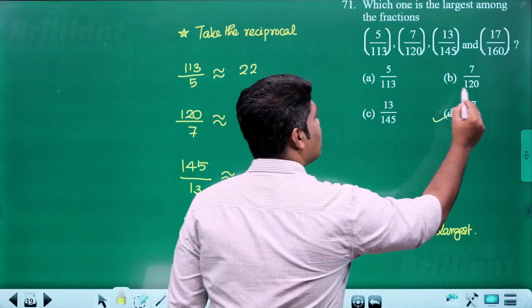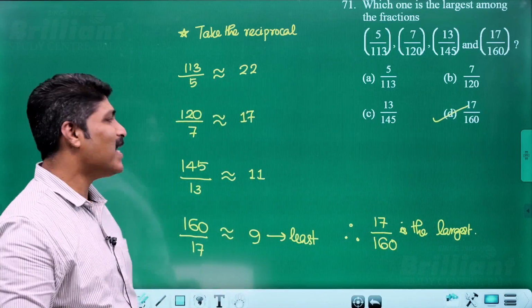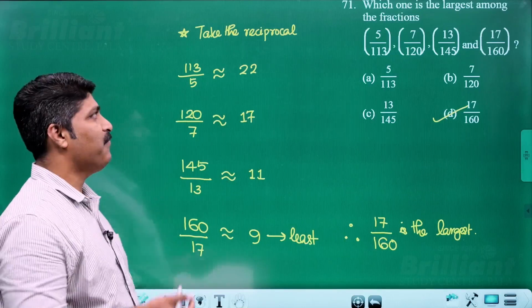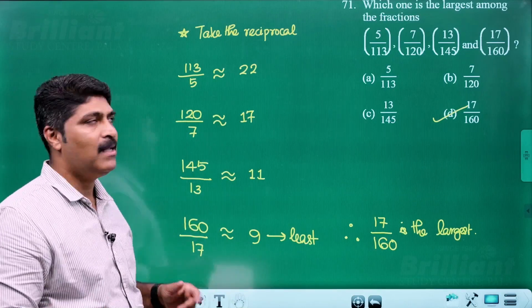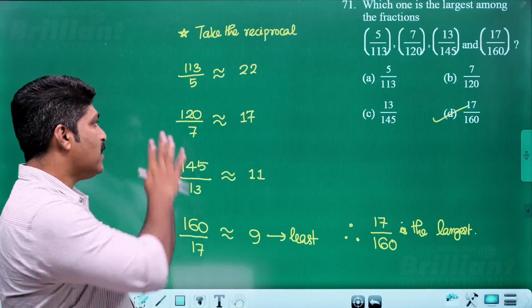Whenever you get a similar type of question, this is the smart approach, instead of finding the decimal values of those quantities or doing any other types of comparisons, because it's easy to do.